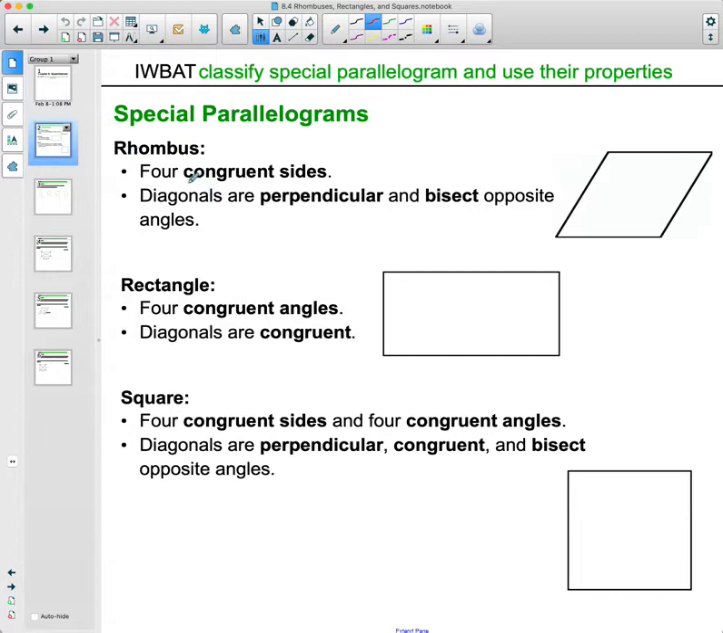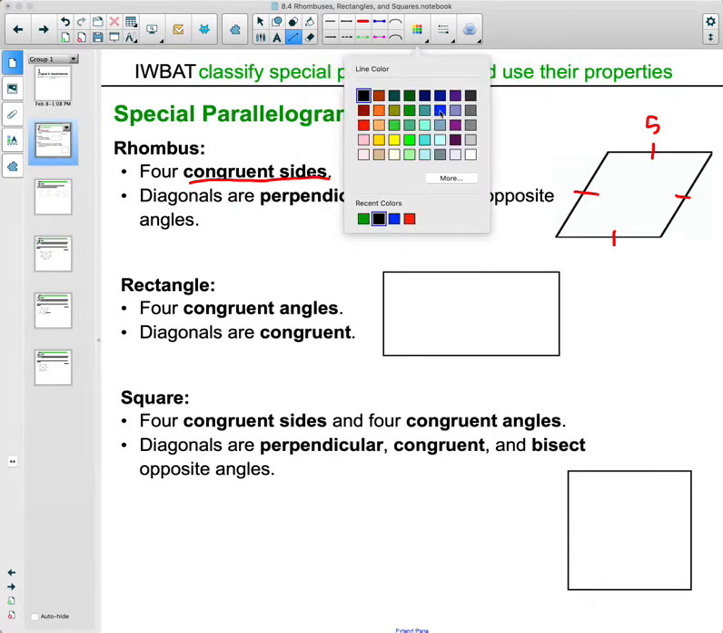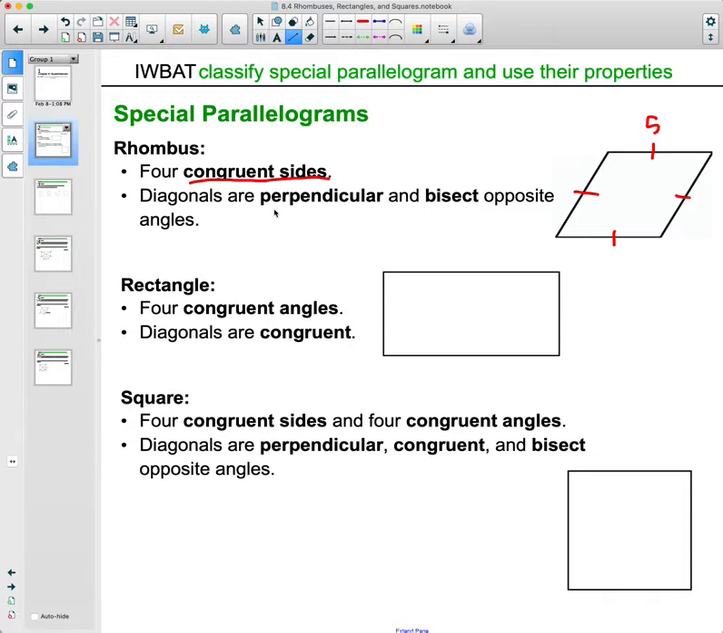So the rhombus also has all of its sides being congruent. Not only are opposite sides congruent, but all sides are congruent. So if this was 5, then all of them would be 5. The rhombus also has diagonals that are perpendicular to one another. So when you put these diagonals in here, this is always going to be a right angle in a rhombus, and the diagonals bisect the opposite angles.